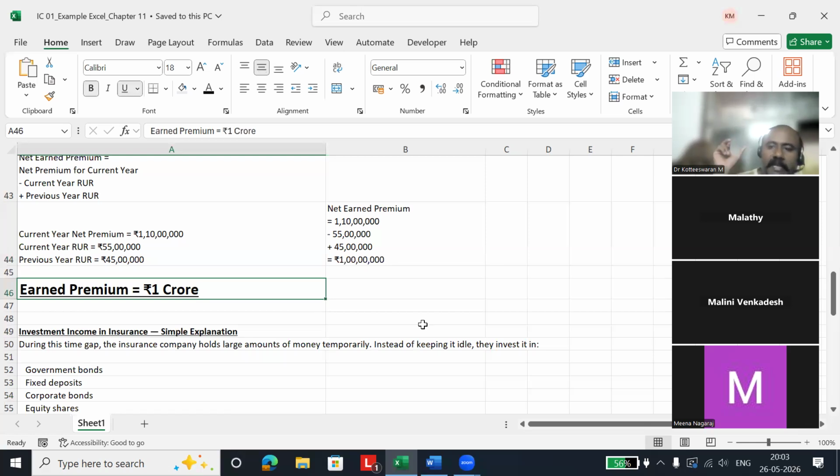So first we need to calculate net premium. Next we need to calculate RUR. Then we need to add the previous year RUR to this one. Any questions? Okay.